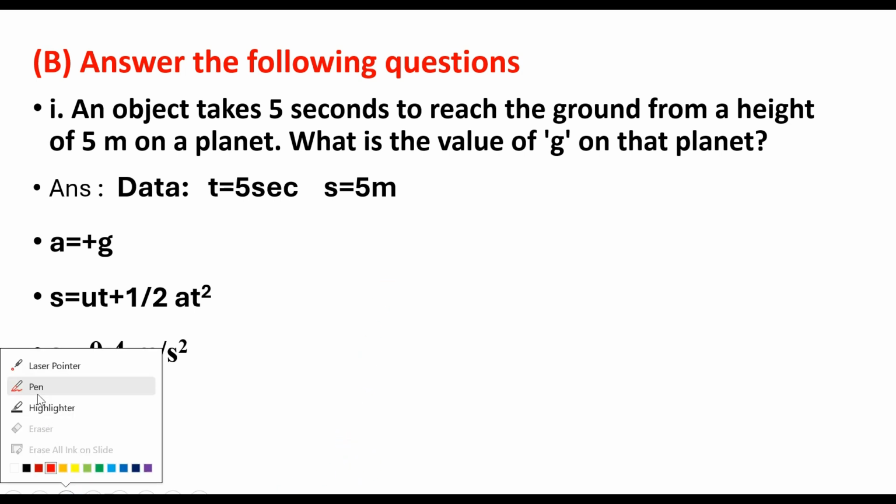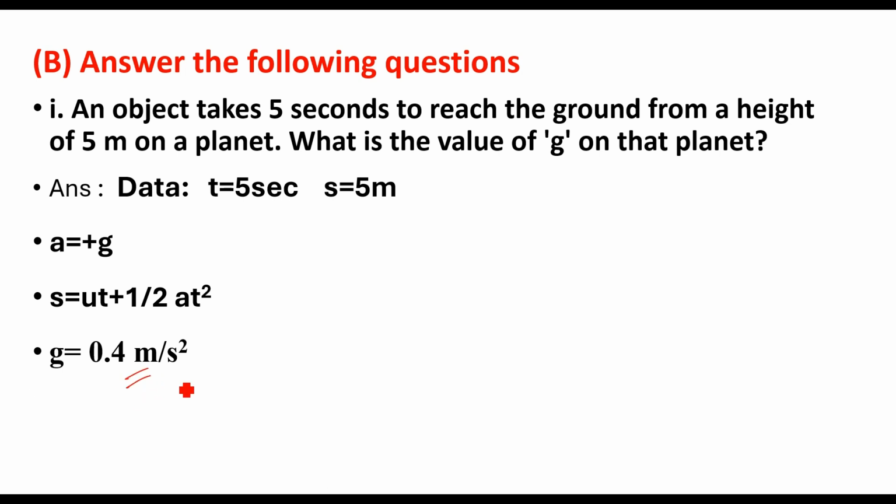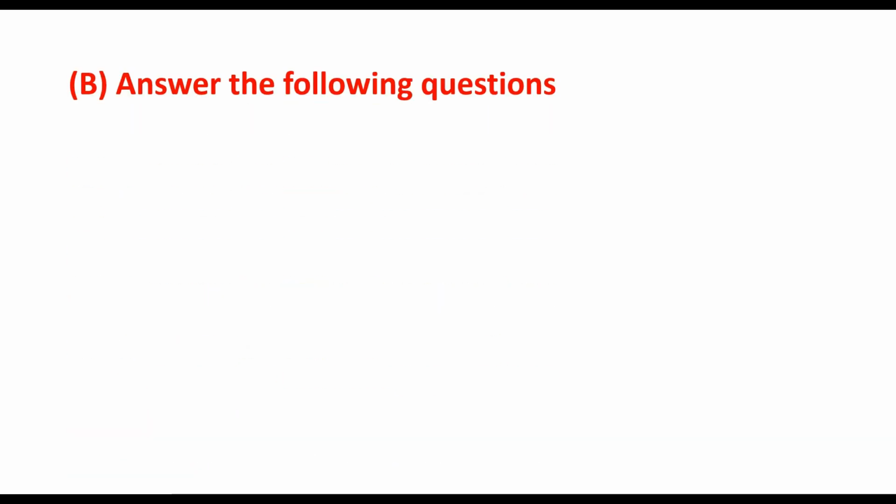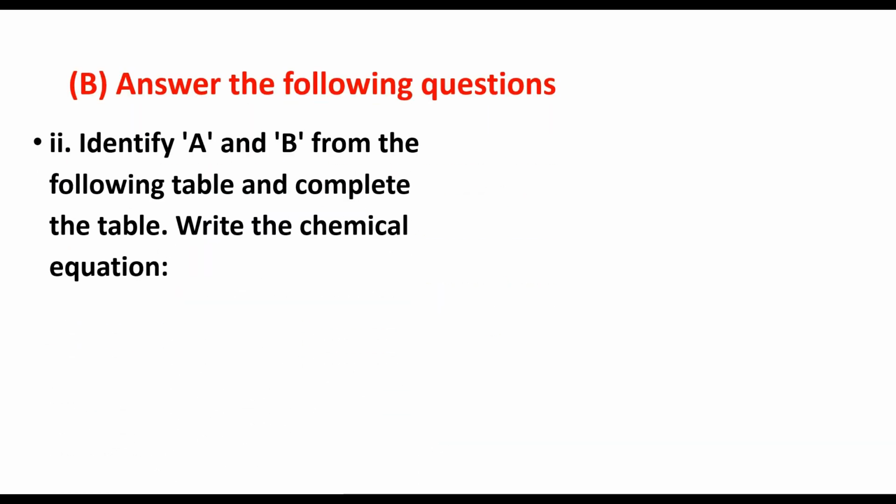See, whenever you write a particular answer, the unit also plays a very important role. Now let us move to the second question. Answer the following question. Here a reaction is given to you, where limestone is heated. Then what will be at A and B? Identify A and B from the following table and complete it and write the chemical equation.